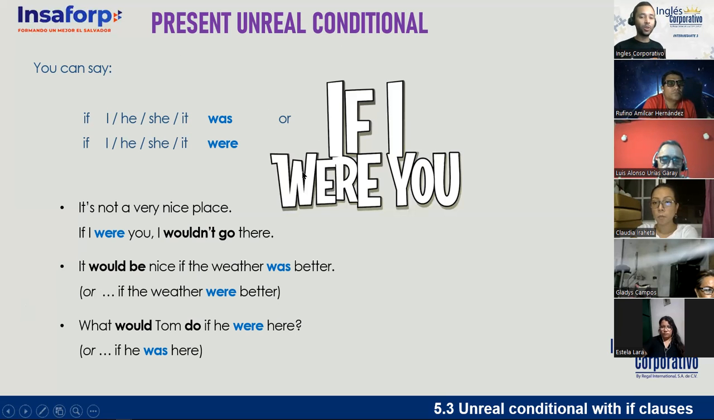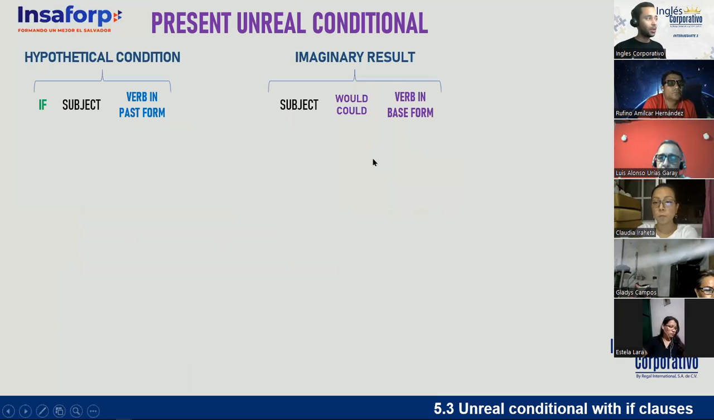So that's the case with the verb be. Now, again, we have some examples. The hypothetical condition uses if plus the subject and the verb in past. And the imaginary result uses the subject, would or could. Might is also possible. And the verb in base form.